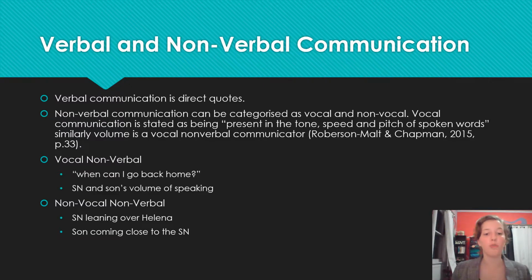The non-vocal, non-verbal cues are external factors that relate to communication. Firstly, when the student nurse is leaning over Helena, this shows a communication form called proxemics, which could be interpreted as threatening. The son in response comes closer to the student nurse after using proxemics, and moreover demonstrates synchrony by mimicking the nurse's actions. This is most likely to reveal to the nurse how rude she was being. Due to the misinterpretations of non-verbal communication, inter- and intrapersonal barriers can be created.